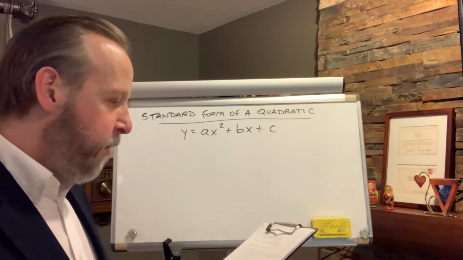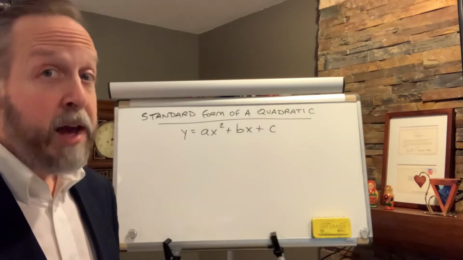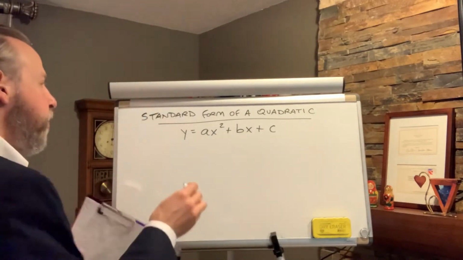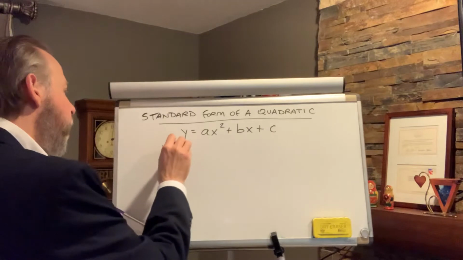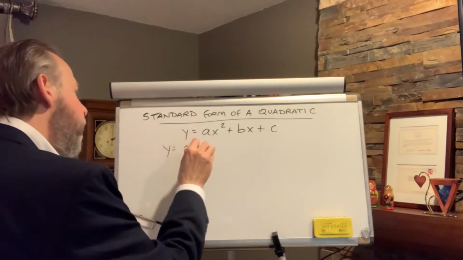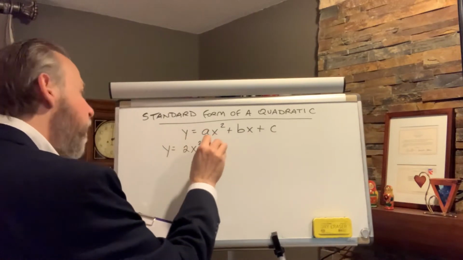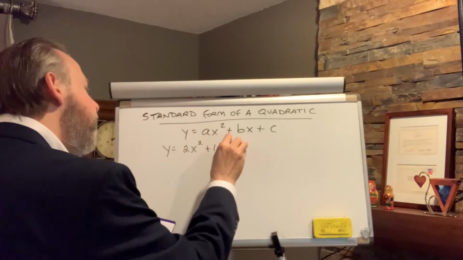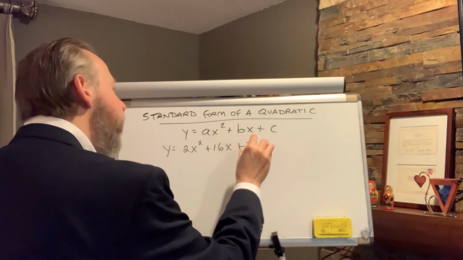I'll obviously give you an example so that we can see what to do and how to graph it in standard form. So here's an example, okay? y equals 2x squared plus 16x plus 24.